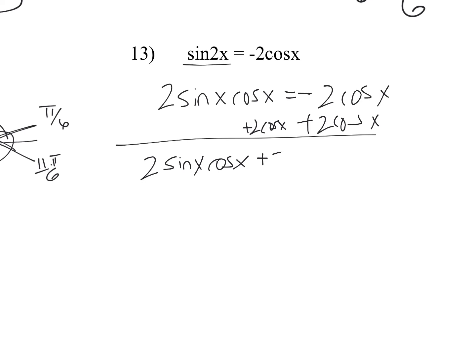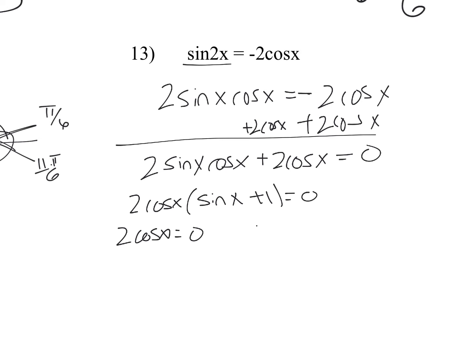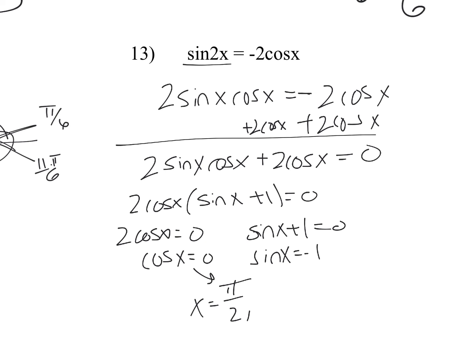So what I'm going to do is get everything on the same side so that it is factorable. We can see that there is a GCF of 2 cosine x. So I'm left with sine of x plus 1 equals 0. And so I have to solve this expression. 2 cosine x equals 0, sine of x plus 1 equals 0. And so I get when does cosine equal 0, as well as when does sine equal -1. Both of those cases occur at pi over 2 for cosine equals 0 and 3 pi over 2 for sine equals -1. If you want to think of it almost like a multiplicity, it is a multiplicity of 2, but we will not be writing it that way.